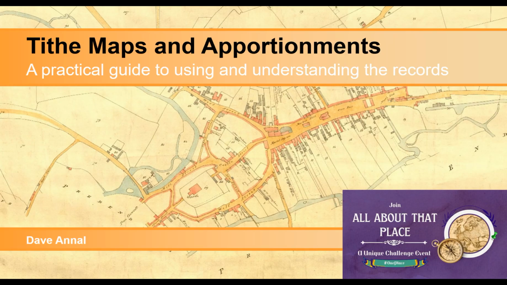This is a very short introduction to using and understanding the records of the Tithe Commission. The Commission produced a vast amount of paperwork, but I want to focus on just two types of documents. The apportionments, which include the date, the names of the owners and occupiers, a description, often the name of the property itself, an indication of what the property was used for, and details of its area in the wonderful old English measurements of acres, rods and perches, and plot references which link to the maps. And of course, I want to look at the maps themselves.